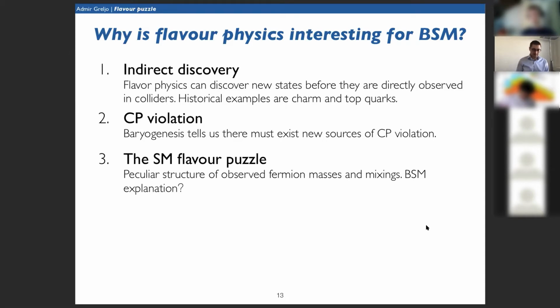Finally, the other two points have to do with flavor itself. So the standard model flavor puzzle is an open question. When we look at the flavor parameters, for example, masses of quarks and leptons and mixing matrices, we see a very peculiar structure. It looks like there is some underlying physics which should explain it. So it's a puzzle. I will talk about it a lot. And most likely it has a BSM explanation. So it's a road to BSM.